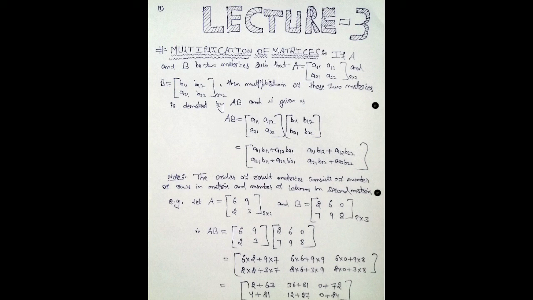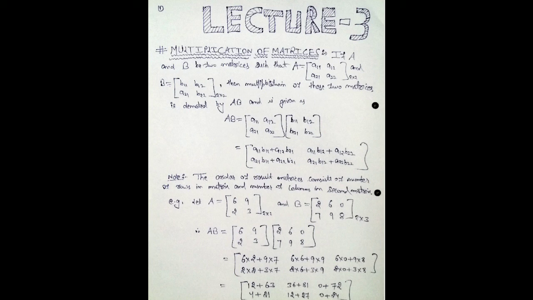Here we take two matrices A and B. Matrix A consists of entries 6, 9, 2, 3. So its order is 2 cross 2. And matrix B consists of entries 2, 6, 0, 7, 9, 8. So its order is 2 cross 3. Now we have to find AB.